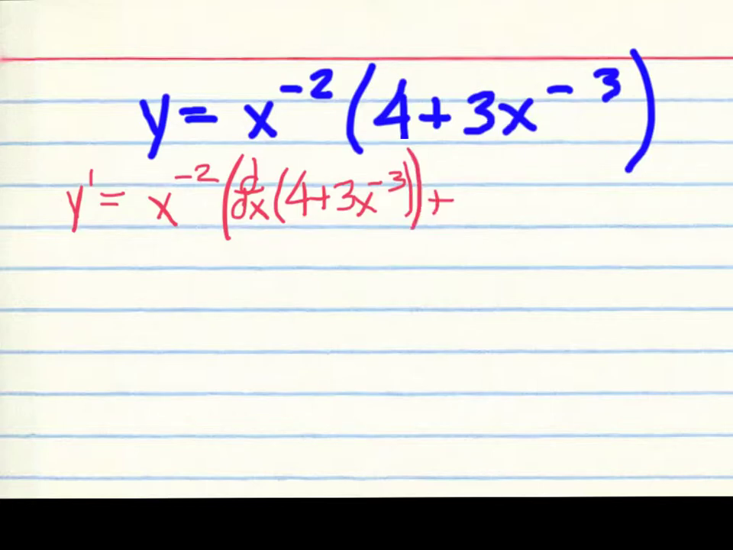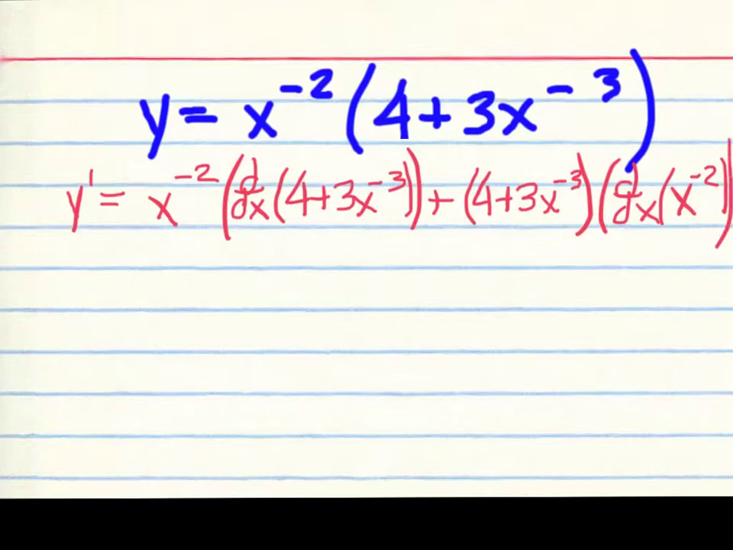You want to start with 4 plus 3x to the negative third as it is, and multiply it by the derivative with respect to x of x to the negative 2. That's the setup. It's just the A, B prime plus B, A prime. You just alternate after the plus sign. Now this gets interesting pretty soon. Not with this part, because you just leave that the same, but with inside here you need the derivative of 4 plus 3x to the negative third.